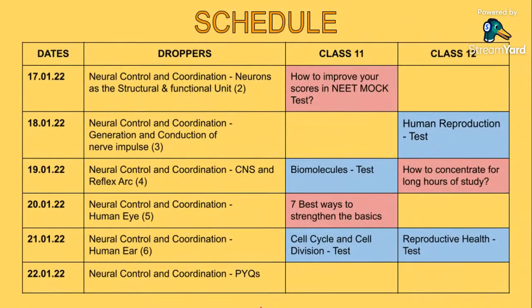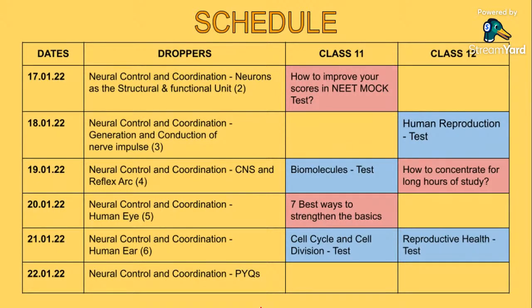This is the updated schedule. Last week, the same was the schedule, but we were not able to take the classes because I was not well. Moreover, my throat was facing certain issues, so I was not able to take continuous classes. So this is the updated schedule. That is, on the 17th, you'll have lecture number 2 on neural control and coordination, which will be followed by how to improve your scores in the NEET mock test session, sharp at 8:30 today.